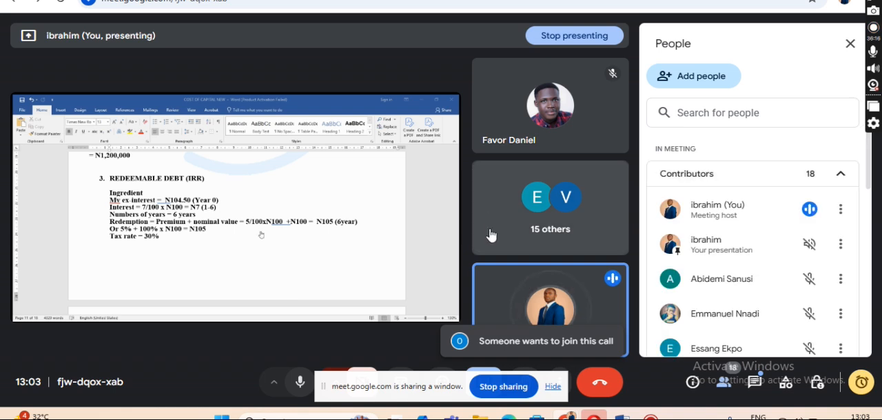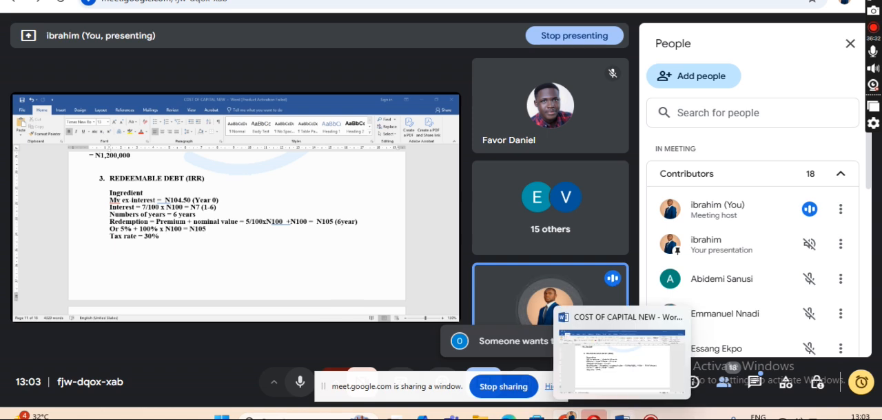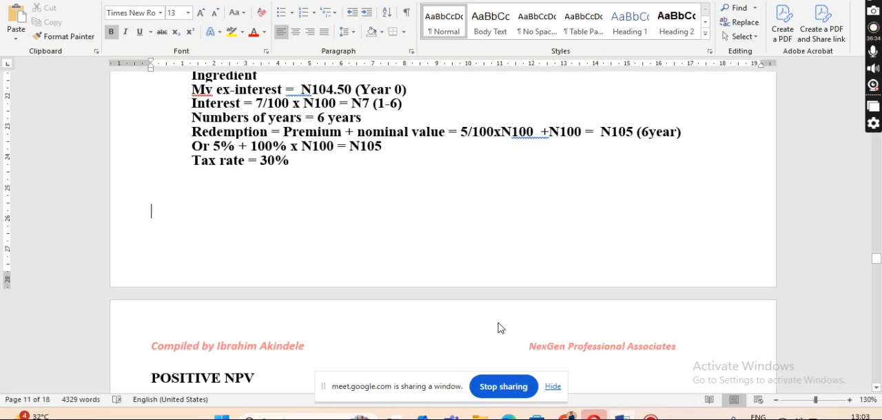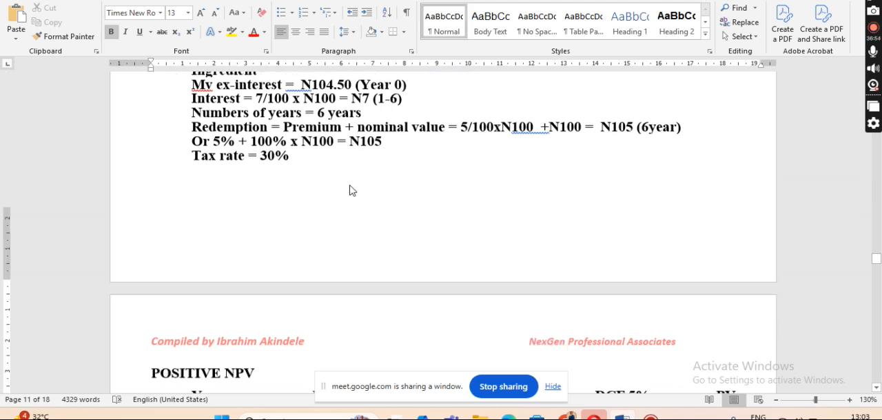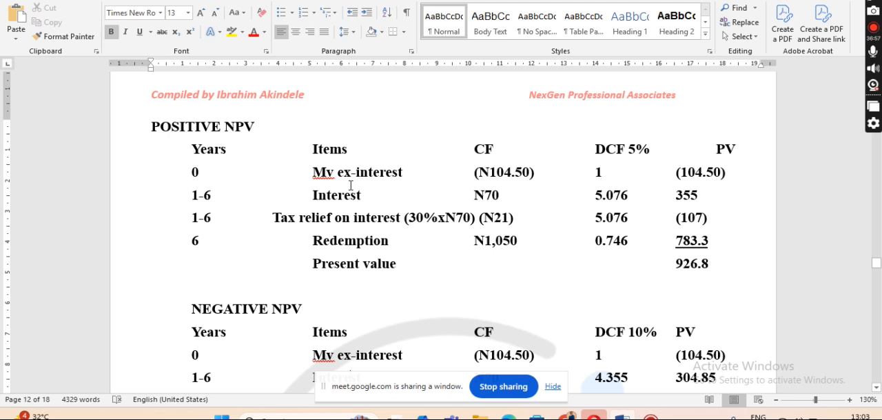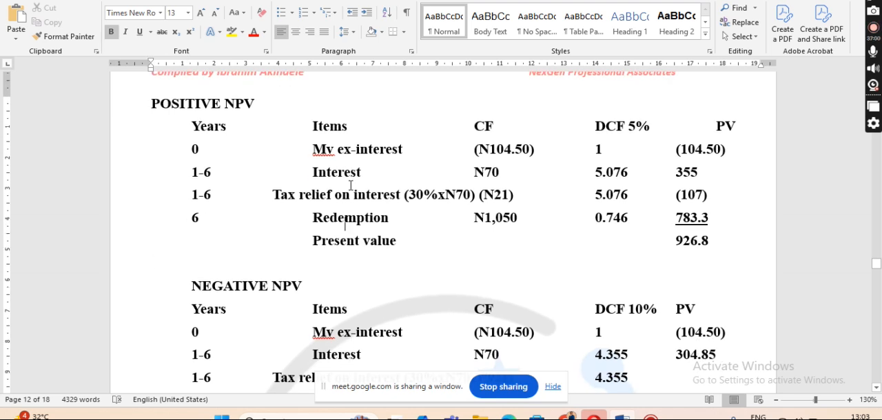Like I said, the nominal value of the redeemable debt is supposed to be 100, not 1000 naira. So that is why we could not get the positive NPV from that side. I've corrected it here: you can see 5 over 100 times the nominal value, which is 100, plus the nominal value, which is 105. The same thing, either you use this or you use this. That is one of the reasons why we could not get it. So we need to change all these things to get the positive NPV. My apologies for that, please.